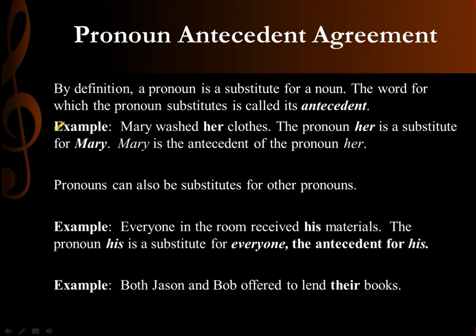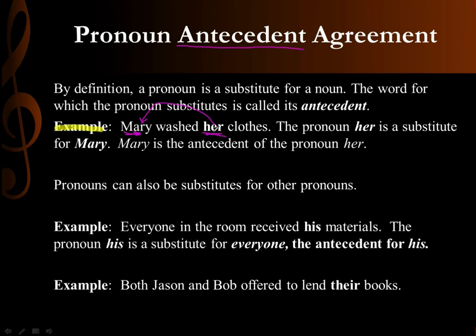Our example right here says Mary washed her clothes. The pronoun that we have is her. And the word that it is substituting for, of course, which is Mary, is called the antecedent. And of course, Mary is a girl, and therefore we have a feminine pronoun. Mary is singular, her is singular. Mary is third person, and her is third person. So it agrees in all ways there.